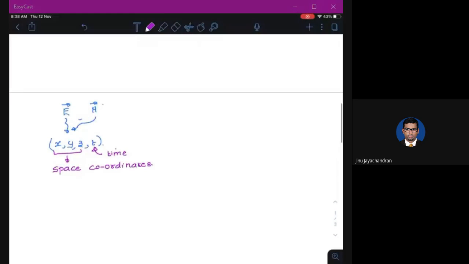So if you consider a Cartesian system, the electric field at any point, let's say I am calculating the electric field at this point, will depend on the coordinate of this point, let's say x, y, and z, and also at what time we are measuring the electric field.